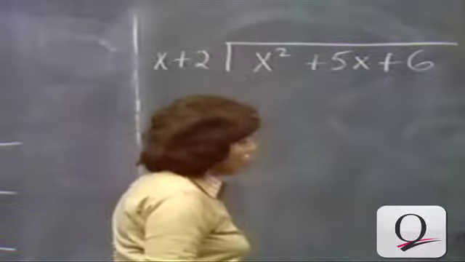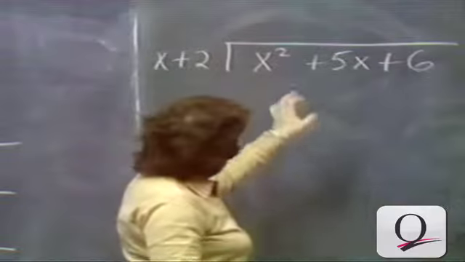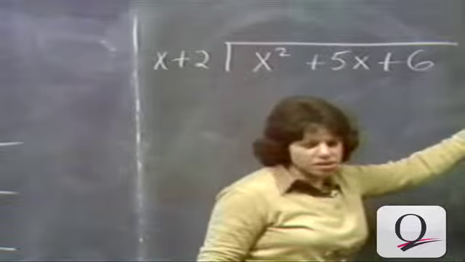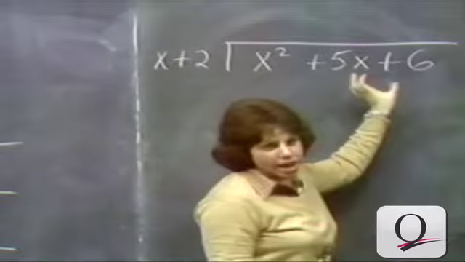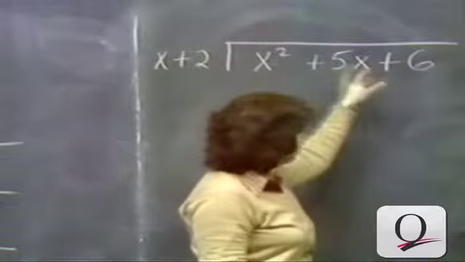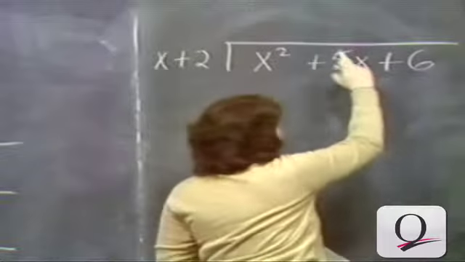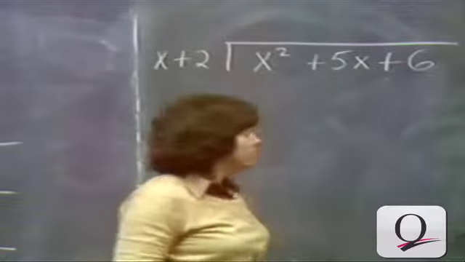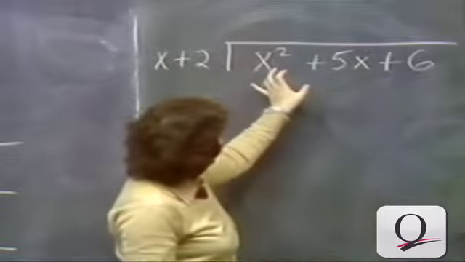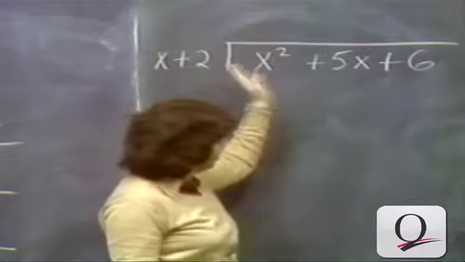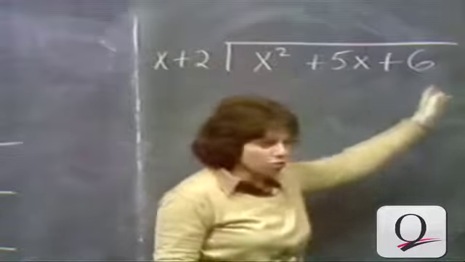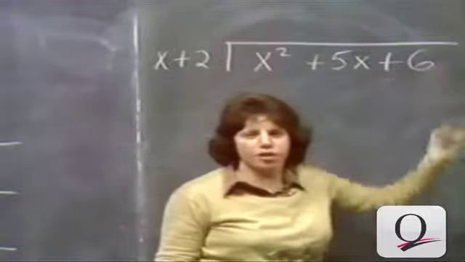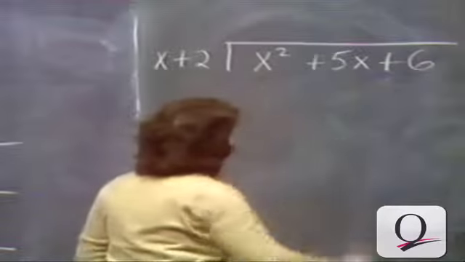Also, we have to make sure that there are no terms missing. For example, if this had just been x squared plus 6, I would have to leave place for the x term. You can either leave it blank or you could write 0x in there. We'll see examples of this later on. But it's very important that we write the polynomial that we want to divide in descending order of degree, and also that we have a place for every degree from highest to lowest.